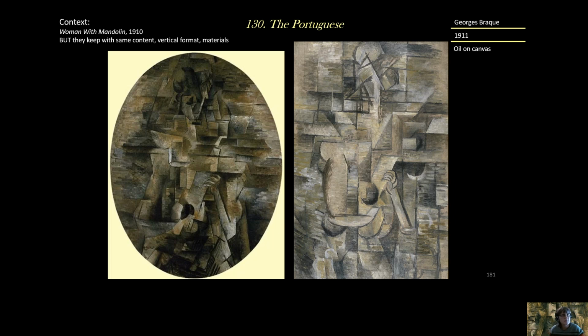So, as I say, we're keeping the same content, same vertical format, same materials. The oil on canvas isn't changed, but the form has been dismembered, re-put together on a canvas for us to imagine that form and to see it in a whole new way. Okay, so that is analytical cubism, Georges Braque, who is influenced by Picasso, and it's all about the form.